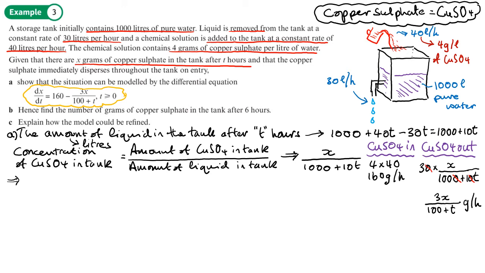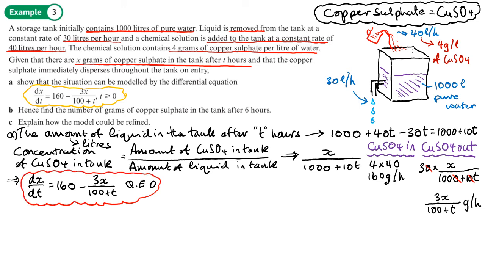So the change in the copper sulfate in the tank over time is the amount of copper sulfate that goes in, in grams per hour, which is 160, take away the copper sulfate that comes out per hour, which is 3x over 100 plus t. So that's our differential equation proved as required. So now we'll move on to part B. Part B says, hence find the number of grams of copper sulfate in the tank after 6 hours.